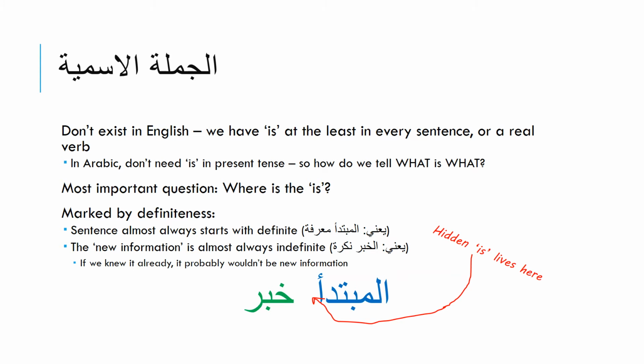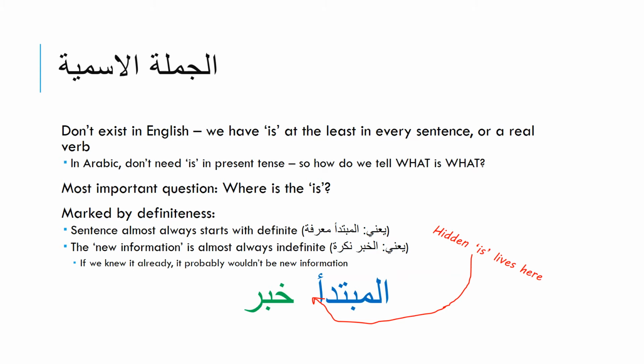Now, those things were phrases. They didn't tell us any actual information. Al-jumla ismiya is one of our two kinds of jumlas by which we express information. Remember, in English we don't have al-jumla al-ismiya. Every single sentence that we say has is, or a real verb. In Arabic, we don't need the word is in the present tense. So how exactly do we tell what is what, right? What is being equated to what in a jumla ismiya? And this is really the most important question. Where is the hidden, not spoken is in a jumla ismiya?